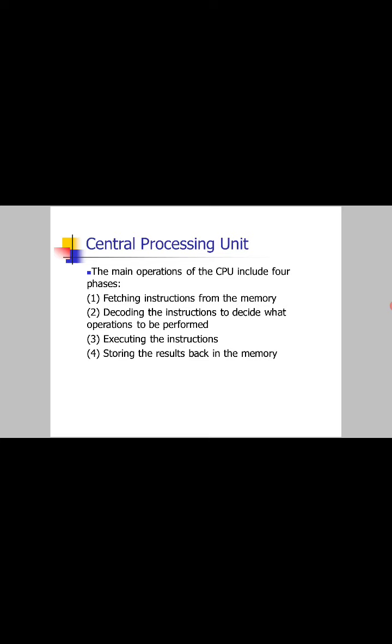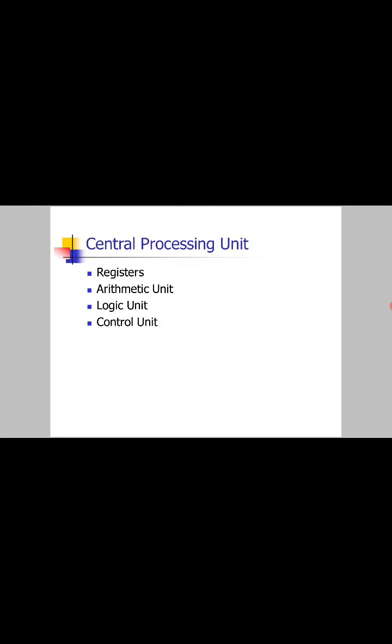Generally the processor has four types of jobs. First one is fetching instructions from the memory. Second is decoding the instructions, executing the instructions, and storing the results back in the memory. Generally the processor has registers, arithmetic units, logic units, and a control unit, like that. So CPU is nothing but a processor or central processing unit.